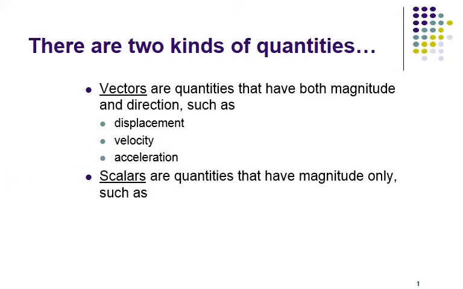Now scalars have magnitude only. There are quite a few scalars that we've looked at so far. Position, speed, there's no direction. Time, there's no direction. Mass. We could have density, volume, anything that does not have direction is a scalar.